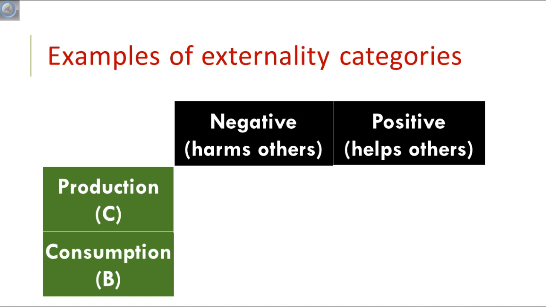Here are some examples of externality categories. We can talk about externalities which are due to production, and we can talk about externalities which are due to the consumption of a good. And these externalities can either be harmful to others, we'd call them negative externalities, or they can be helpful or beneficial to others in some way, in which case we'd call them positive externalities.